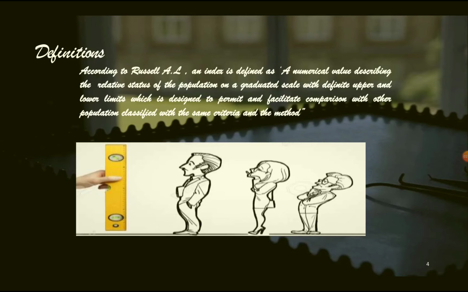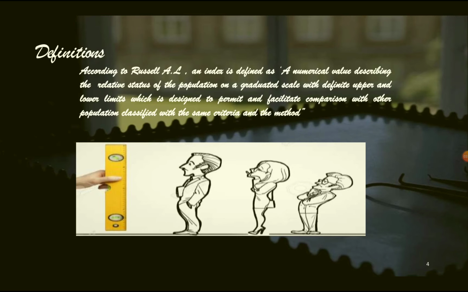So coming to the definition of index, this is the most important definition; in any part of the examination you cannot escape from it. According to Russell et al., an index is defined as a numerical value describing the relative status of a population on a graduated scale with definite upper and lower limits, which is designed to permit and facilitate comparison with other populations classified by the same criteria and method. So any person who is going to examine should use the same criteria and methods. You cannot put one criterion for one person and another criterion for another person.